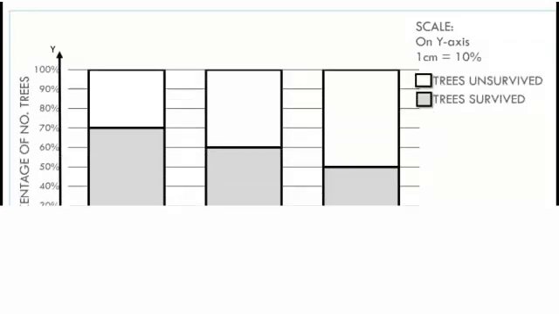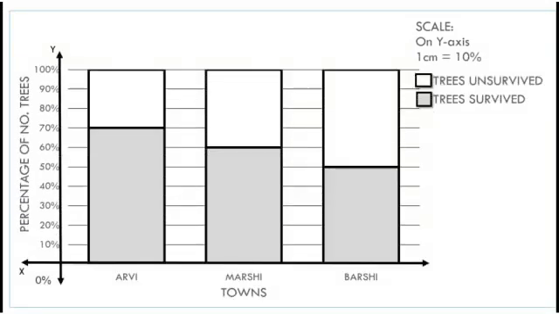50%. Correct. Now here children, let's see the percentage bar graph of the data of the town Arvi, Marshi and Barshi. Now here children, first what are we going to do? Yes, we are going to draw x-axis and y-axis, right? Then you are going to write in one corner what you are going to write. You are going to write the scale, that is on y-axis 1 centimeter is equal to 10%. After that, what are you going to show below the scale? You are going to show the key, that is trees survived and trees unsurvived with some mark.